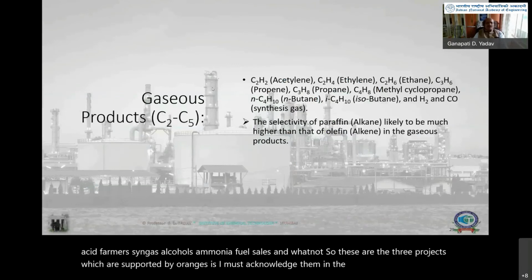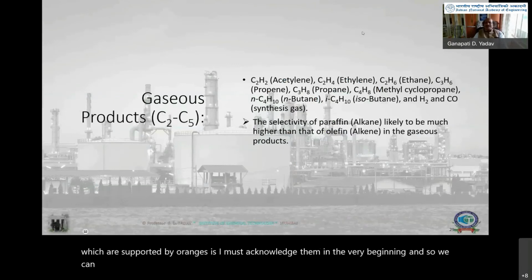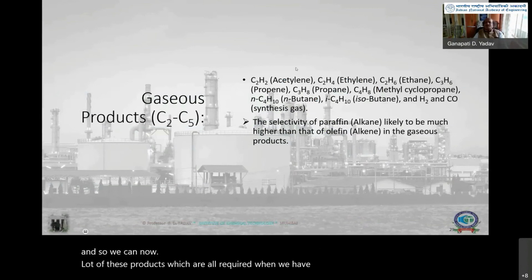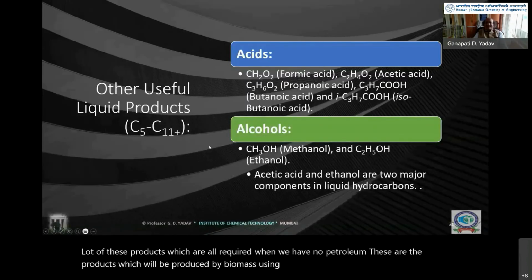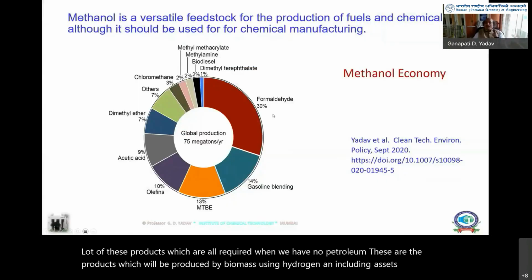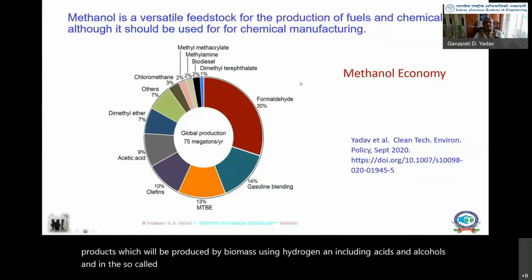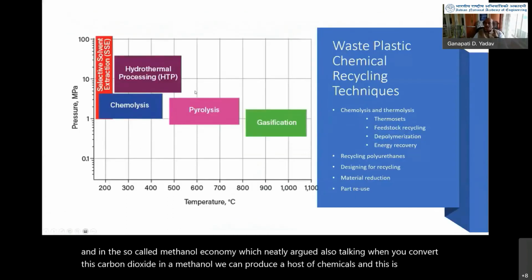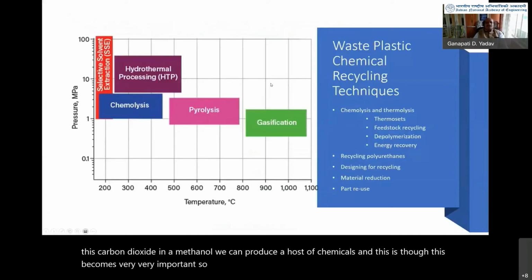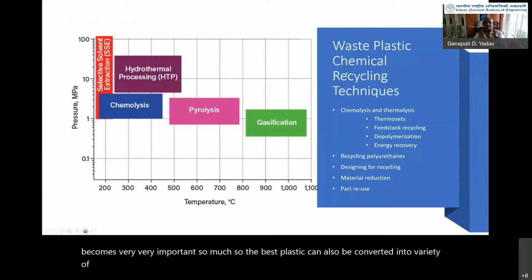And so we can have a lot of these products, which are all required. When we have no petroleum, these are the products which will be produced from biomass using hydrogen, including acids and alcohols. And in the so-called methanol economy, which Niti Aayog is also talking about, when you convert carbon dioxide into methanol, we can produce a host of chemicals. And this becomes very important. So much so, waste plastic can also be converted into a variety of products, and the so-called plastic chemical recycling can be done by using hydrogen.